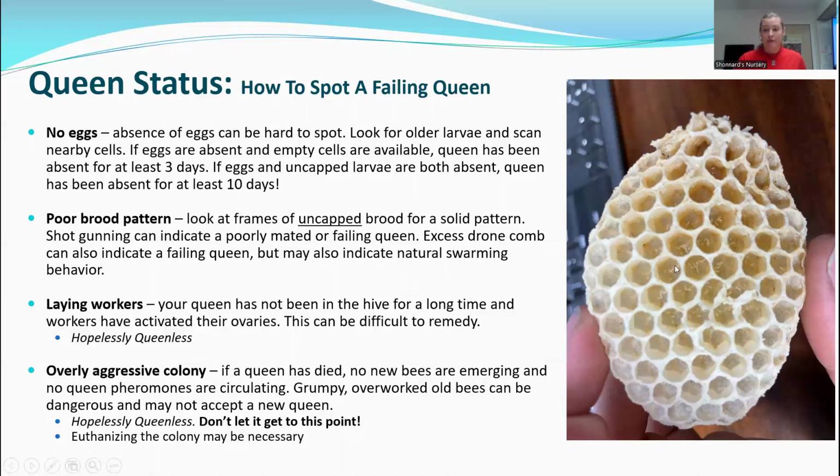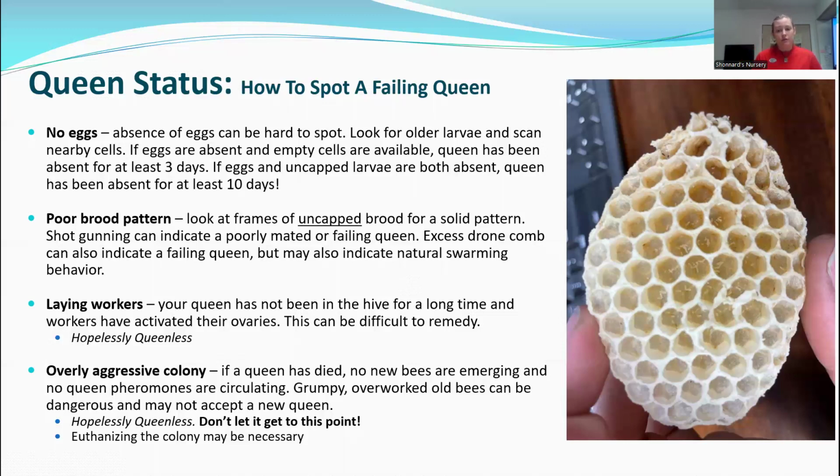Laying workers, I actually have a photo right here of laying workers. It becomes very obvious, especially in newer comb, when the queen has been absent for an extended period of time and there are no eggs at all to create a supersedure cell on a virgin queen. Sometimes the workers will actually develop their ovaries and they'll begin laying themselves. Obviously, they've never gone out, they've never mated, they can't lay any worker eggs.